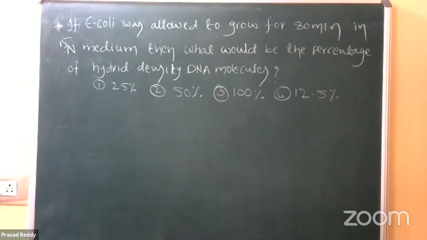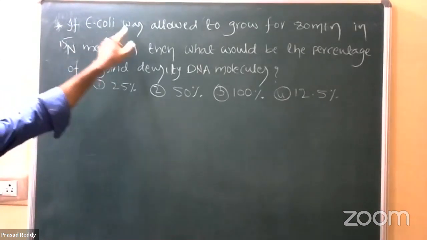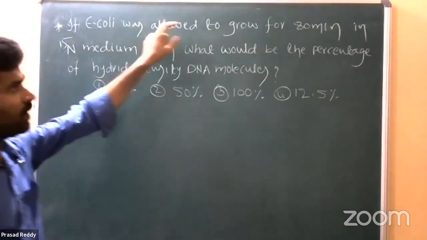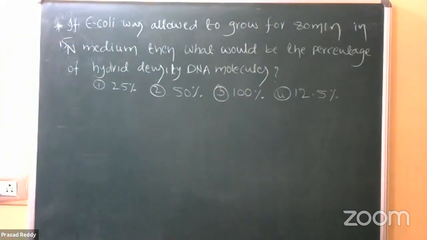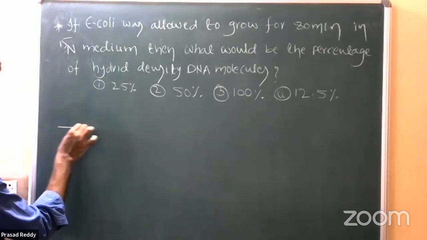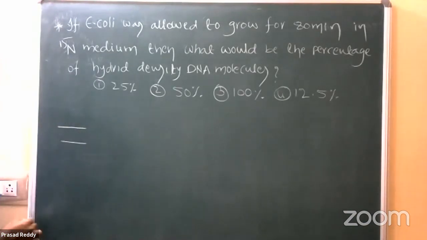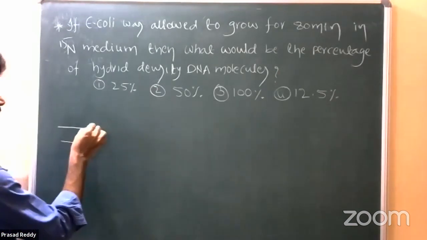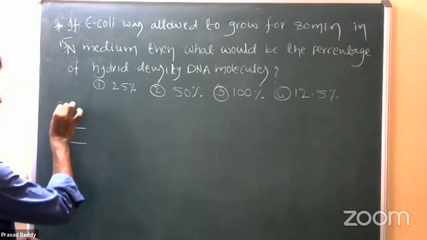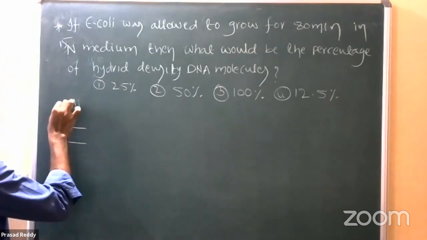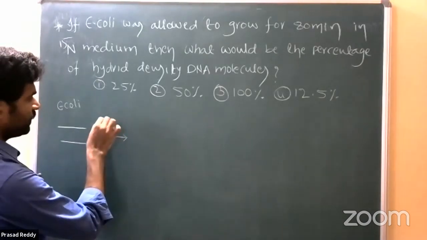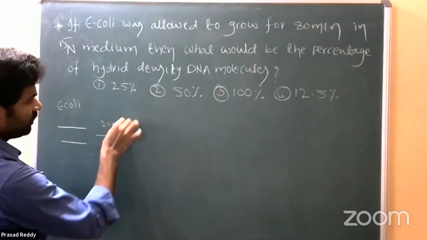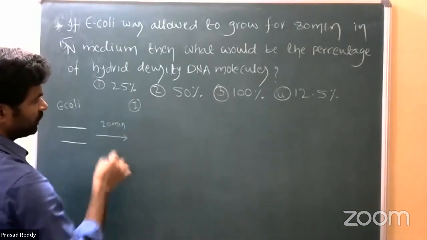But they won't mention two types of mediums here, just normal DNA. So if E. coli genetic material, normal genetic material, was allowed to grow for 80 minutes in N15 medium, it means normal genetic material. Better to calculate at least for 2 generations; the remaining generations we can easily calculate. So the normal E. coli cell genetic material is allowed to replicate. Better to take 20 minutes, which means first generation.